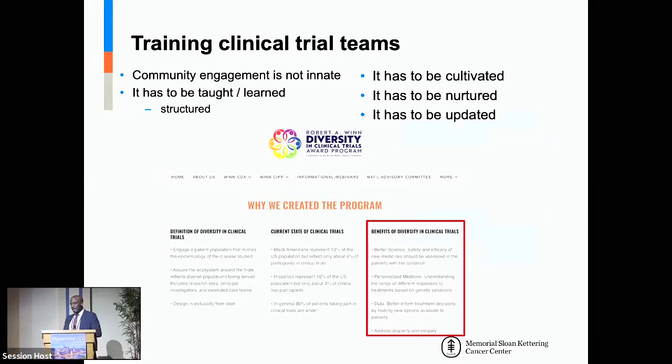But beyond that, it has to be cultured, it has to be cultivated, and it has to be updated as needed. One of the reasons I highlight this is that one of the benefits of diversity in clinical trials is that it improves healthcare for everybody. Remember when I showed you the proposed criteria that was recommended: when they improved the inclusion of Black pancreatic cancer patients in trials, it also did the same for non-Hispanic whites. So improving diversity in clinical trials helps all of us, helps the population.